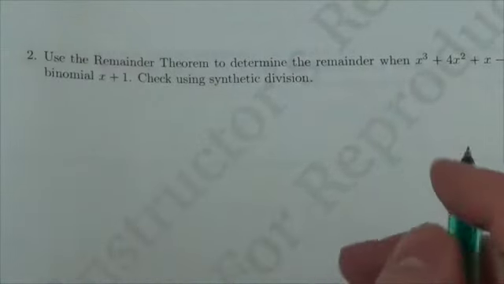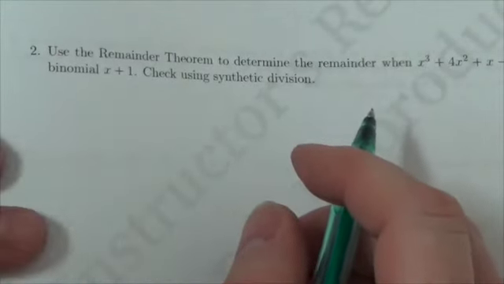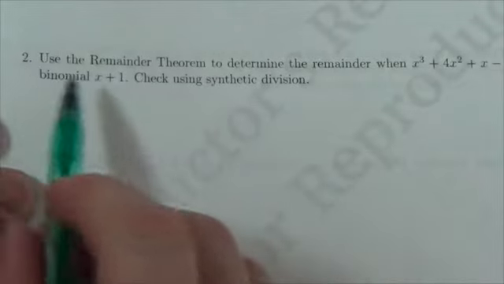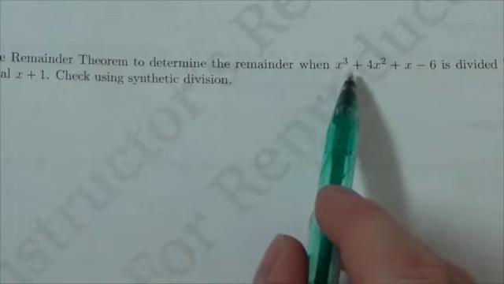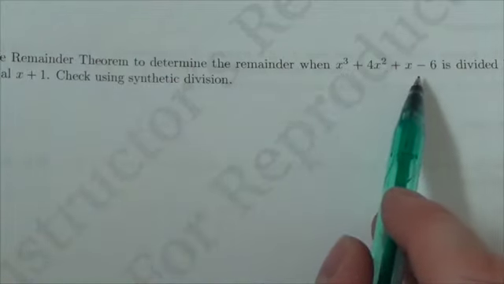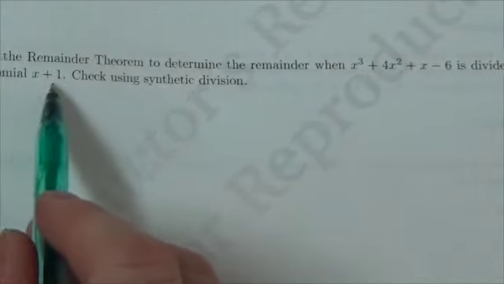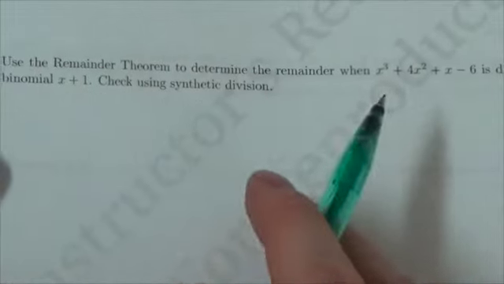All right, hi everybody. We're working through the Diploma prep material. We're going through the Polynomials chapter here. So this question wants me to use the remainder theorem to determine the remainder when x cubed plus 4x squared plus x minus 6 is divided by the binomial x plus 1. And then we're going to check using synthetic division.